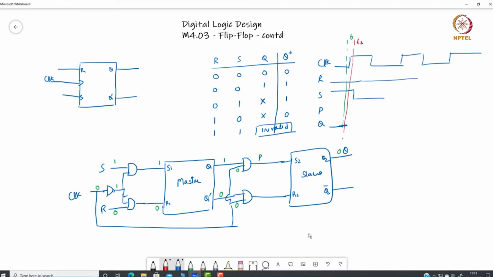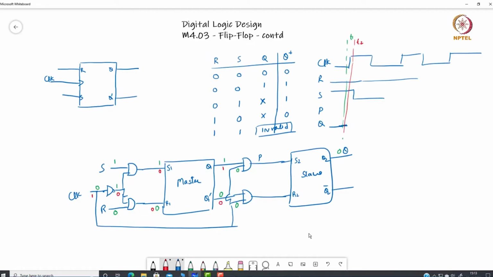So at T2 my clock has become 1, and because it has become 1, the inverted clock has become 0, this became 0, this became 0, and now the P value will be the previous value. So this Q1 will still remain 1, Q1 dash will still remain 0.